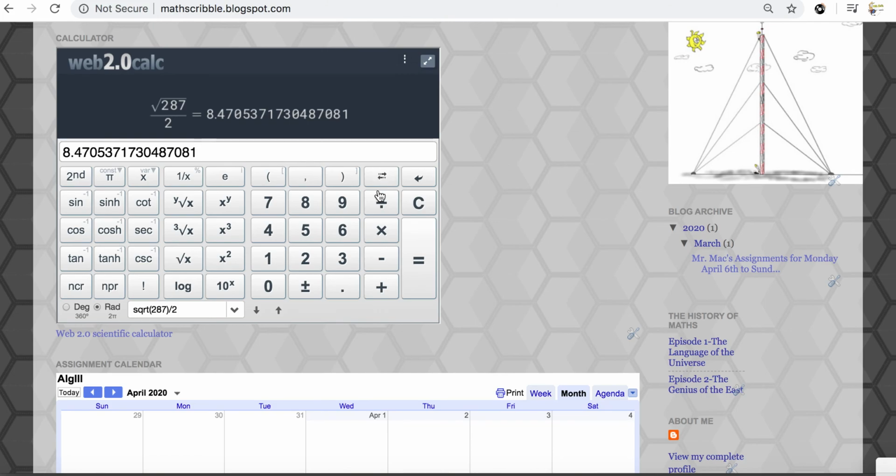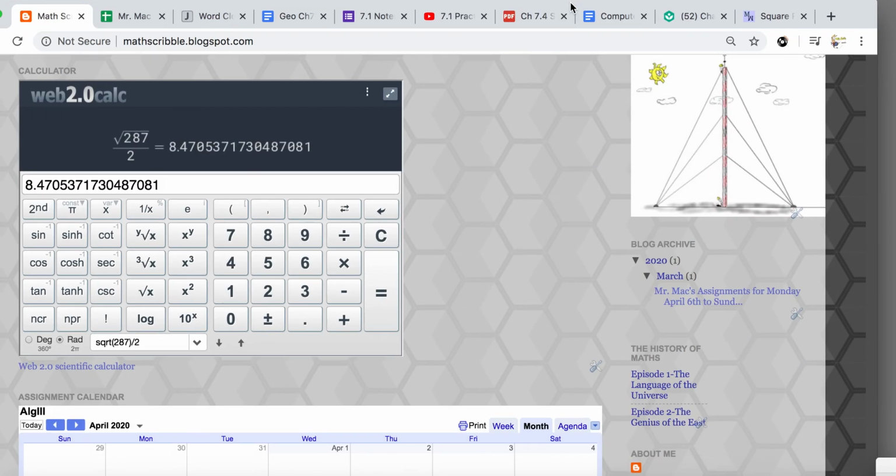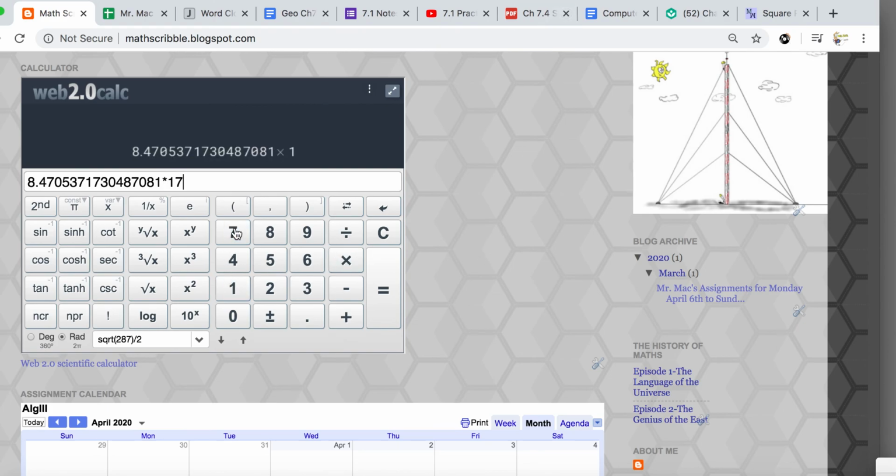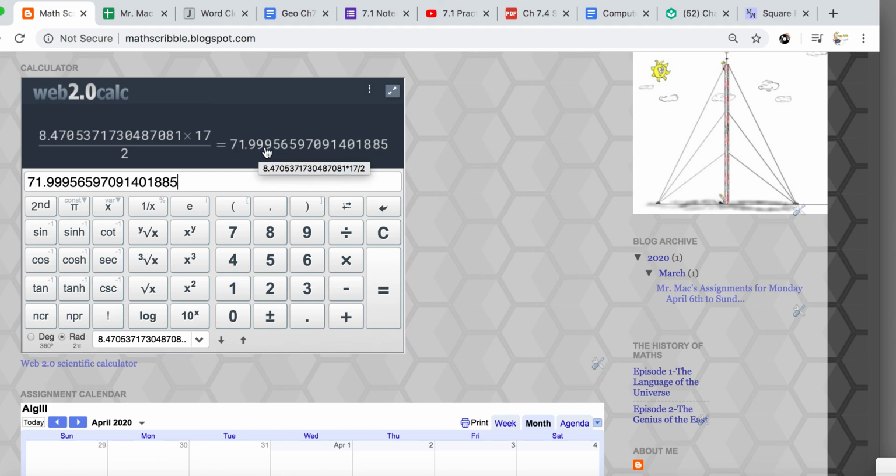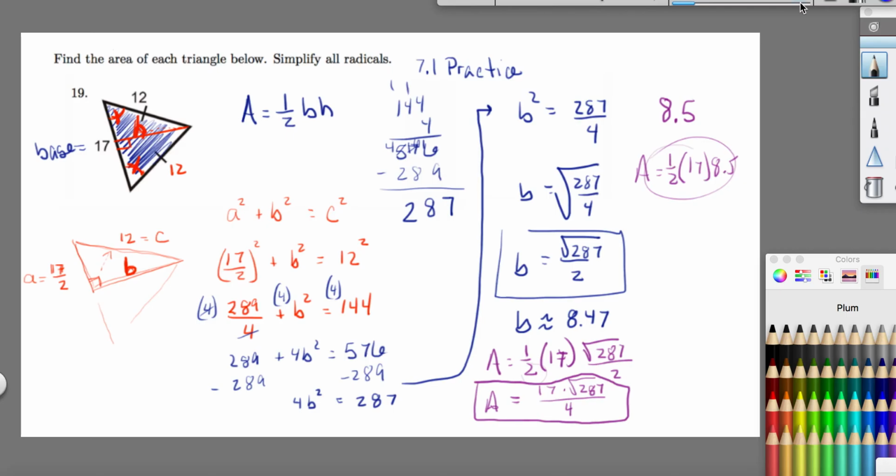Let's see, what would that be? There's our 8.5 times 17 divided by 2. So this is about 71.9999. It's about 72, isn't it? 72 units squared. All right, so that's how we solve this in radical form.